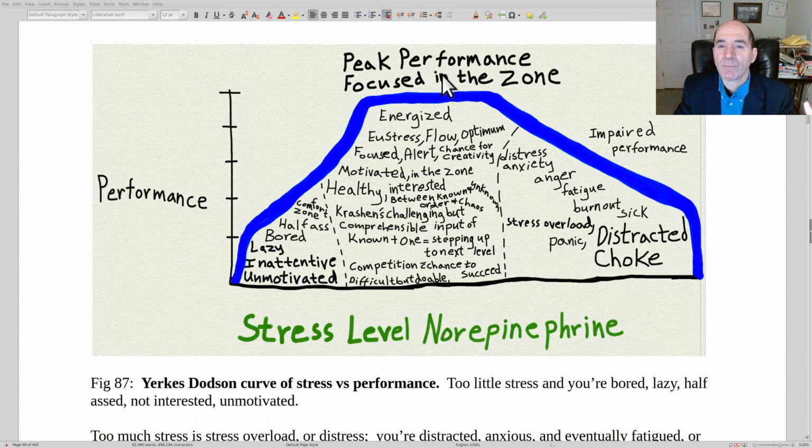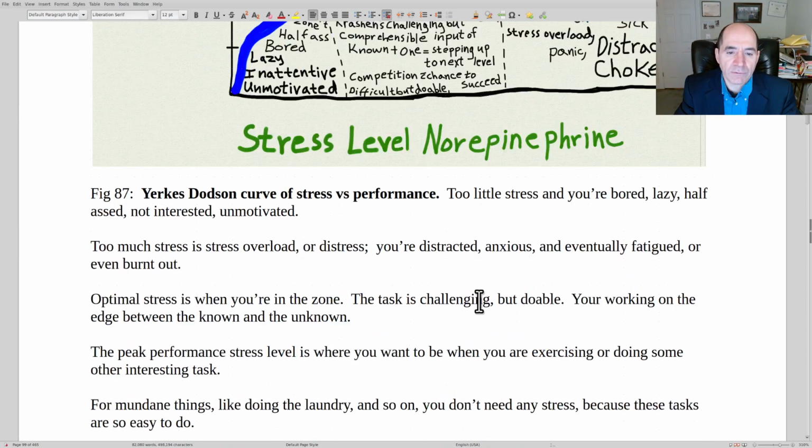Versus the optimal mindset for peak performance is to be enthusiastic, to want to do the activity, healthy, interested, curious. Challenging but comprehensible, a Krashen definition of good. Known plus one, meaning just a little bit beyond what you can do, sort of at the edge of what you can do. That's what you want. If you're too anxious and stressed out, then your performance will suffer. That's the Yerkes-Dodson curve for performance related to stress.